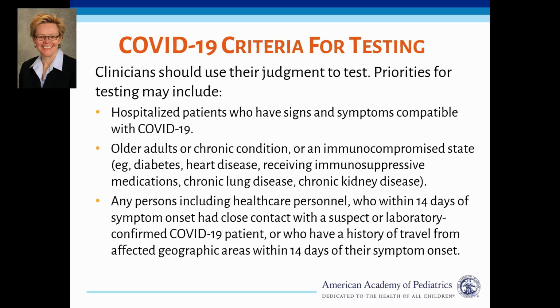We think that older adults and those with chronic conditions or immune-compromised people, in particular, we might consider children who have leukemia or other immune-compromising conditions. That may be important to know whether or not they are infected with COVID-19 if they have symptoms.